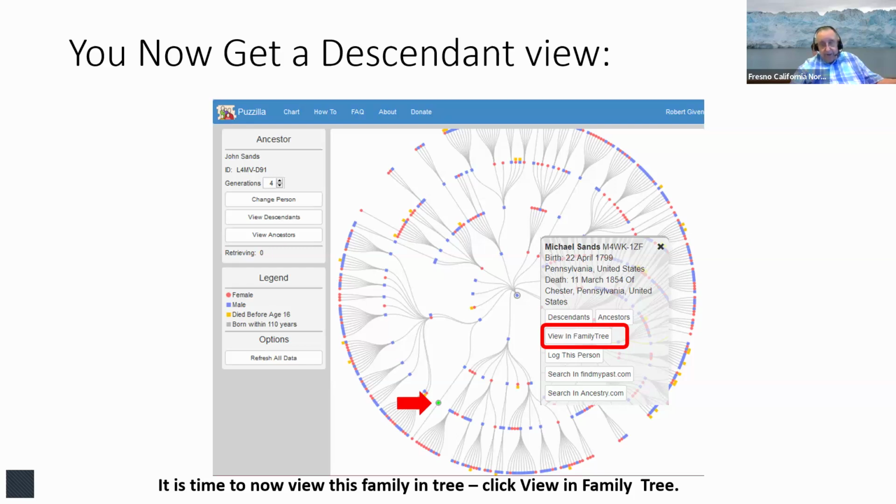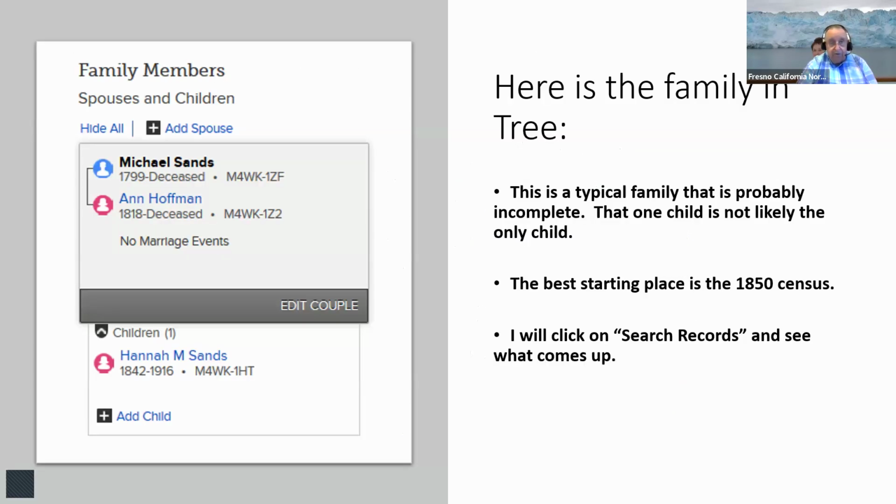And as you can see from the pop-up screen, that's a Michael Sands born in 1799. So I said, okay, let's go over into Family Tree and see this family, because that's how we do our work. We use this to find where we want to go. Then we go over into Tree. So here's the family. Michael has a wife, Ann Hoffman, and one child in Tree, a Hannah, born in 1842.